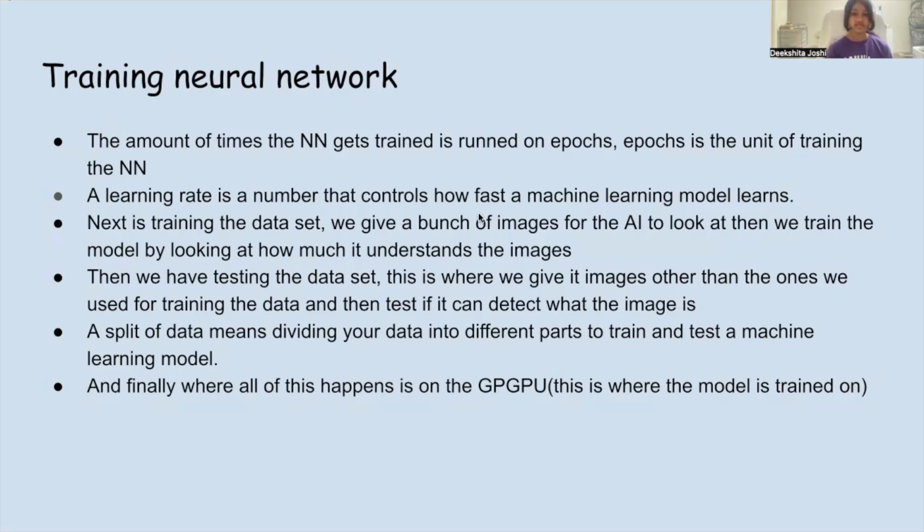A learning rate is a number that controls how fast a machine learning model learns. So it's the speed and accuracy of how it can learn, because obviously it needs to be accurate. I can't just take all the data and produce a wrong answer, but train very fast. That's not how it works. It also needs to be somewhat accurate.